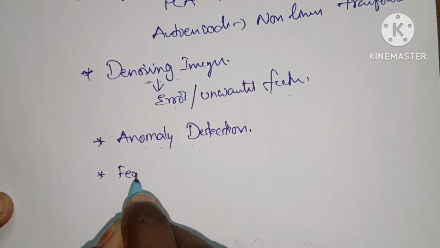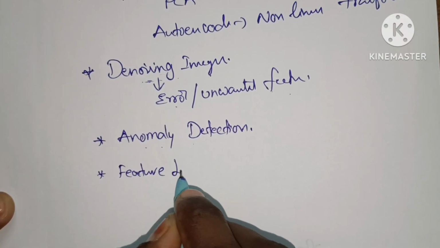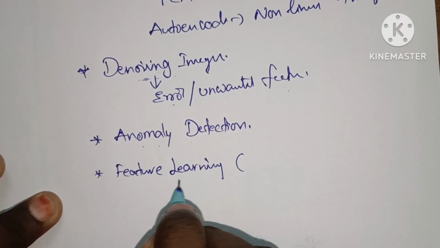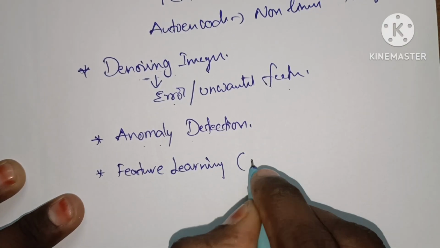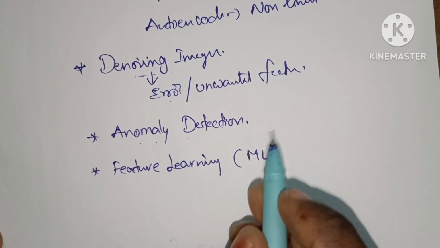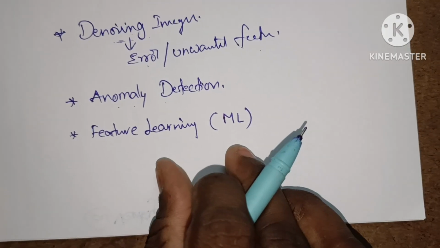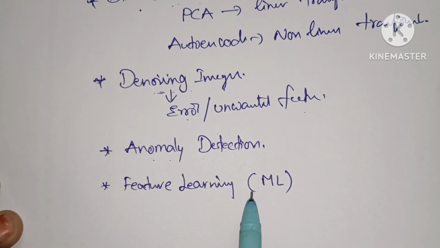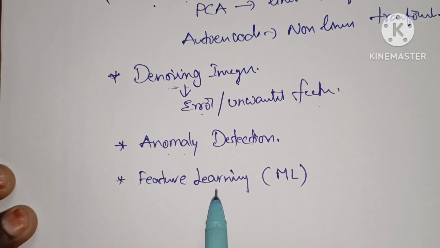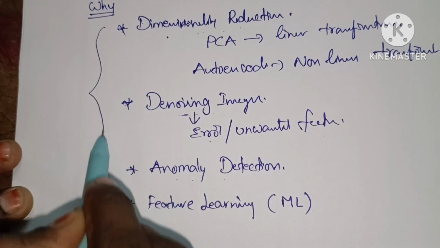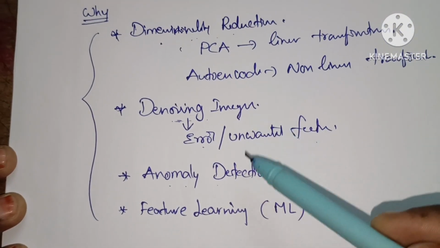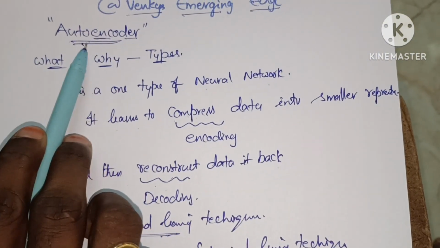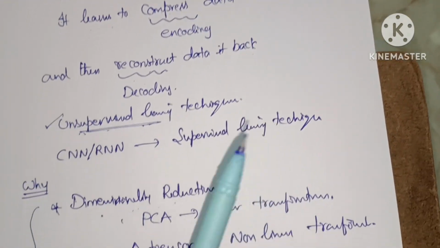Next one is feature learning. Feature learning is mainly applied in ML. In ML we mainly focus on finding the features. But if any feature is a complete disturbance, then we can easily find it. So mainly these are the four different types of advantages of using autoencoders. Is it clear? Okay, that is it.